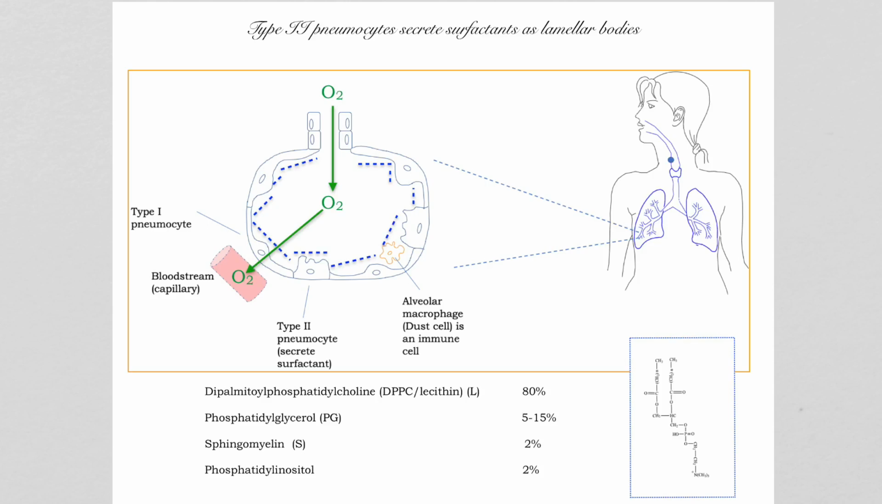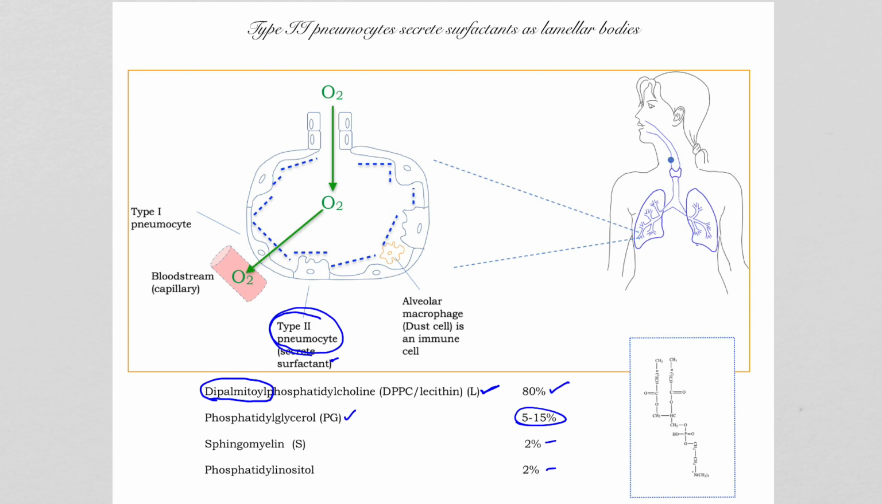So in our lungs, we have a cell called the type 2 pneumocyte. The type 2 pneumocyte secretes a surfactant, and about 80% of this surfactant is lecithin, where the two fatty acids are palmitic acid. That's why we call it dipalmitoyl phosphatidylcholine, DPPC, or just lecithin. That's about 80%. Phosphatidylglycerol is about 10%. It's about 2% sphingomyelin, and phosphatidylinositol, another type of phospholipid, is about 2%.